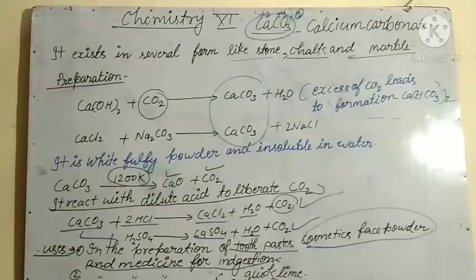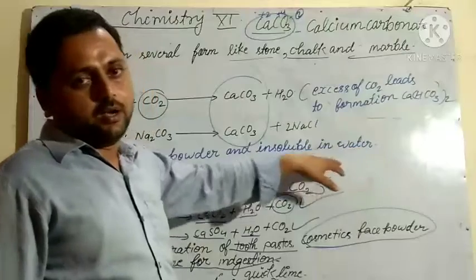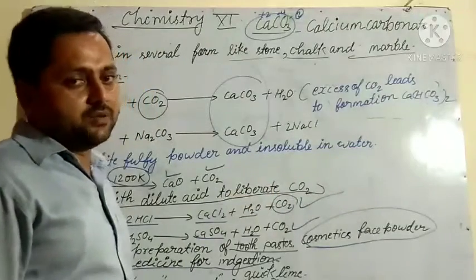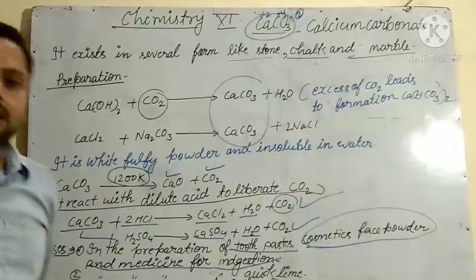Next property, it is a white fluffy powder and insoluble in water. Next, when it is heated at 1200 degrees Celsius, 1200 Kelvin, it decomposes into calcium oxide and carbon dioxide.